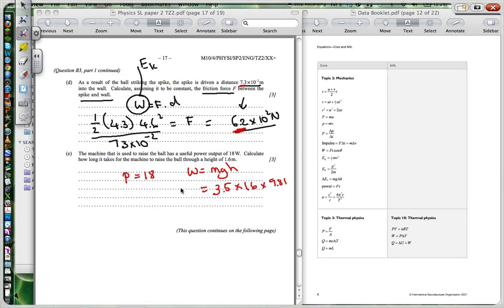And you get that. Now power is equal to work over time. So I have my time is equal to my work divided by my power. So I'm going to take this value over here and put it into my work, and I'm going to take my 18, so that's going to go into there, and then I'm going to divide it by 18, and you should get about 3.1 seconds. Again, two significant figures in your answer.